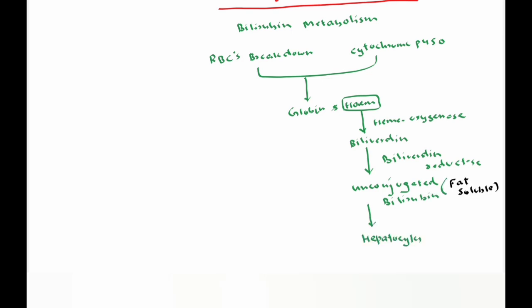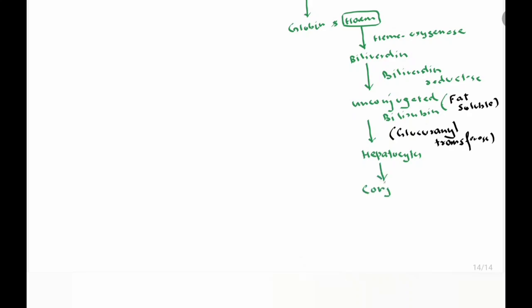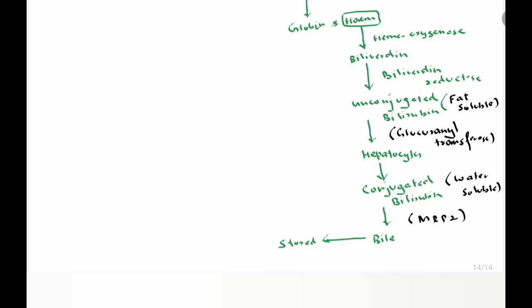This unconjugated bilirubin is fat soluble and it enters hepatocytes via facilitated diffusion. And in hepatocytes, it is acted upon by glucuronide transferase and is converted to conjugated bilirubin. This conjugated bilirubin is water soluble and it is excreted into bile via MRP2. This bile is stored in gallbladder and it goes to intestines.